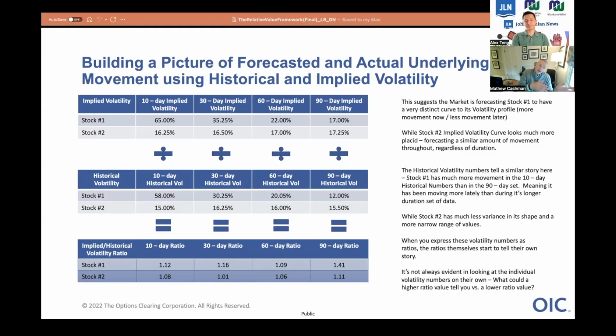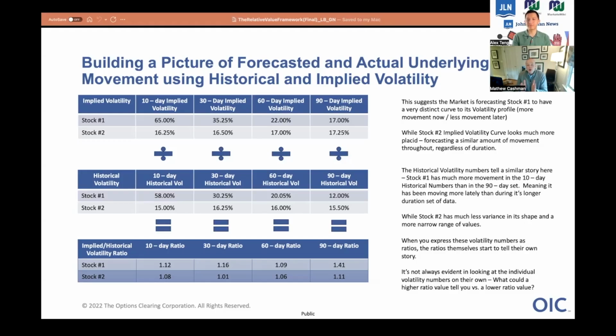Stock 2 has a completely different volatility profile as far as what the market is forecasting. In this situation, many times what people will do is look at these two stocks. Let's say they're two stocks that exist within the same sector. And then compare those implied volatility levels and the curvature of the implied volatility to what the historical volatility of those stocks is over those same time periods.